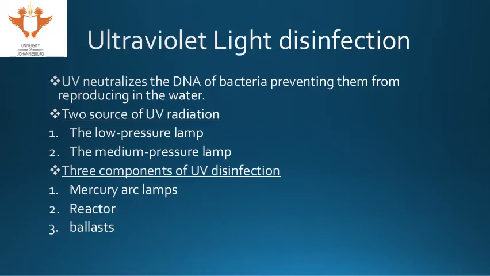We have two sources of UV radiation. We have the low pressure lamp, which emits essentially monochromatic light, and we have the medium pressure lamp, which is generally used for large facilities, and it is faster when it comes to disinfection and has great penetration capability because of its high intensity. Then we have three components of UV disinfection, which are mercury arc lamps, a reactor, and a ballast.